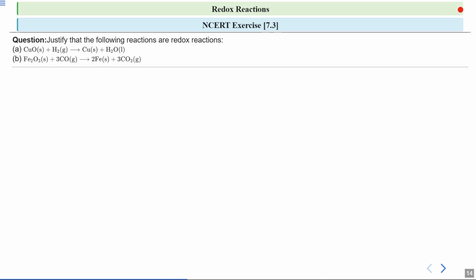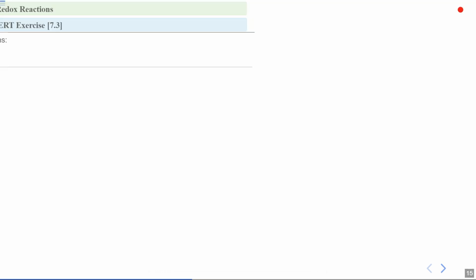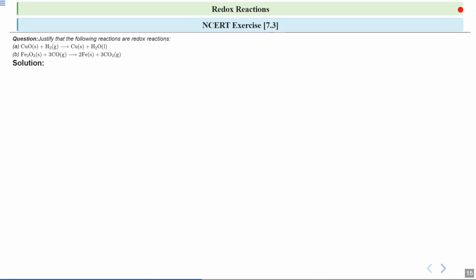Moving on to the next question, you have to justify that the following reactions are redox reactions. Here we have copper oxide reacting with hydrogen to give us copper and water. In B, we have iron oxide reacting with carbon monoxide to give you iron plus carbon dioxide. So let's start with the first reaction, option A. It is CuO in solid form reacting with H2 in gaseous form to give you Cu in solid form plus H2O in liquid form.